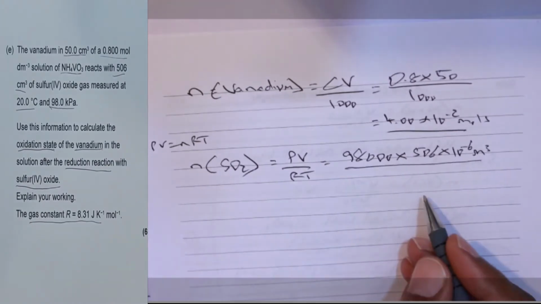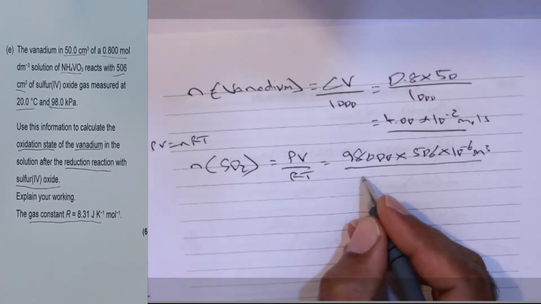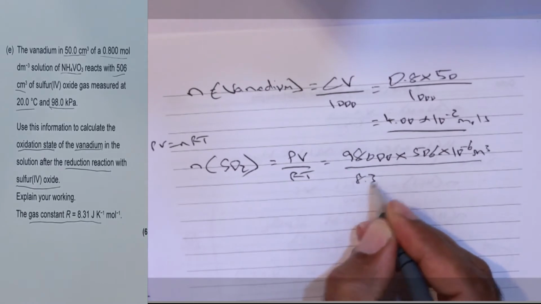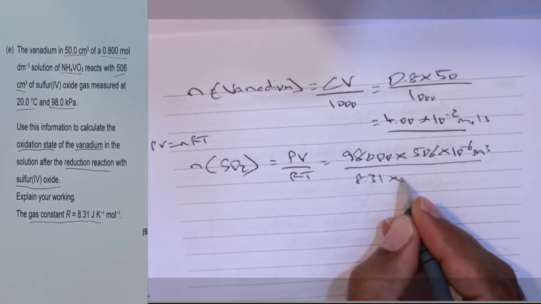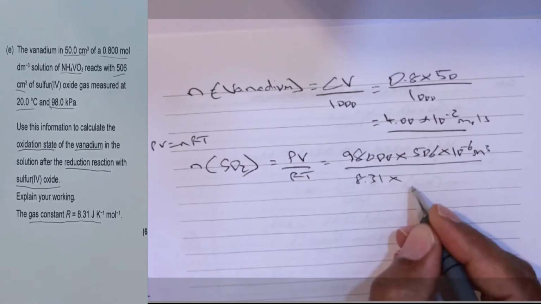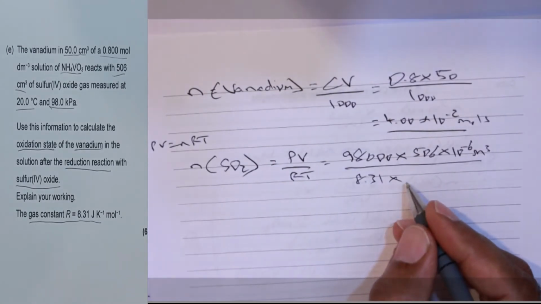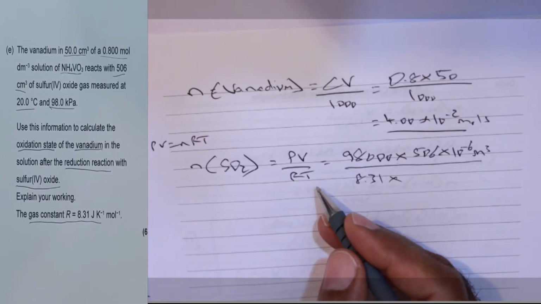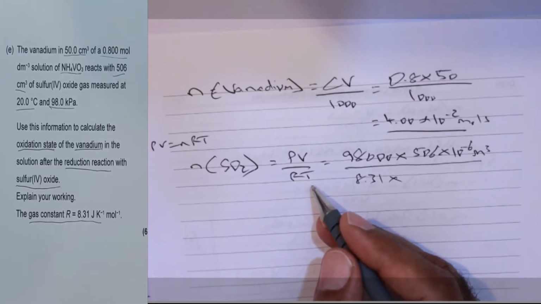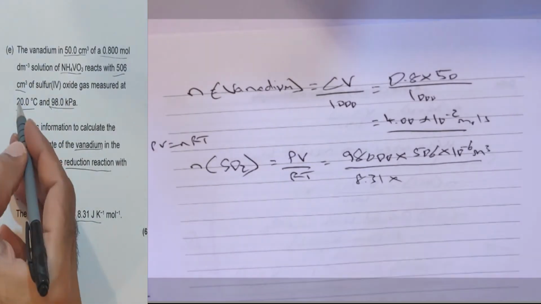And that divided by R, which they've given us as 8.31, and then times by T, temperature. The temperature they've given is 20 degrees Celsius, and once again the temperature in this equation is not degrees Celsius, it's Kelvin. So you need to add 273 to it. So 273 plus 20 is 293.